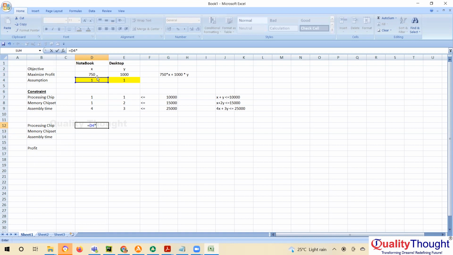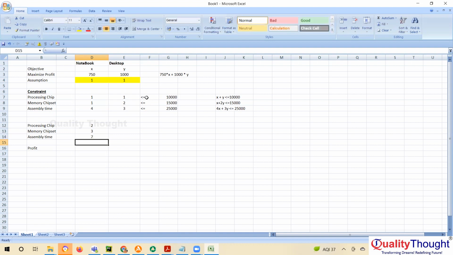1 into 750 plus 1 into 1,000, 1 into 1. So you need 2 processing chips. How much memory do you need? 1 into 1 plus 1 into 1, into 2. Assembly time: 4 into 1, plus 1 into 3. Okay, makes sense, right?